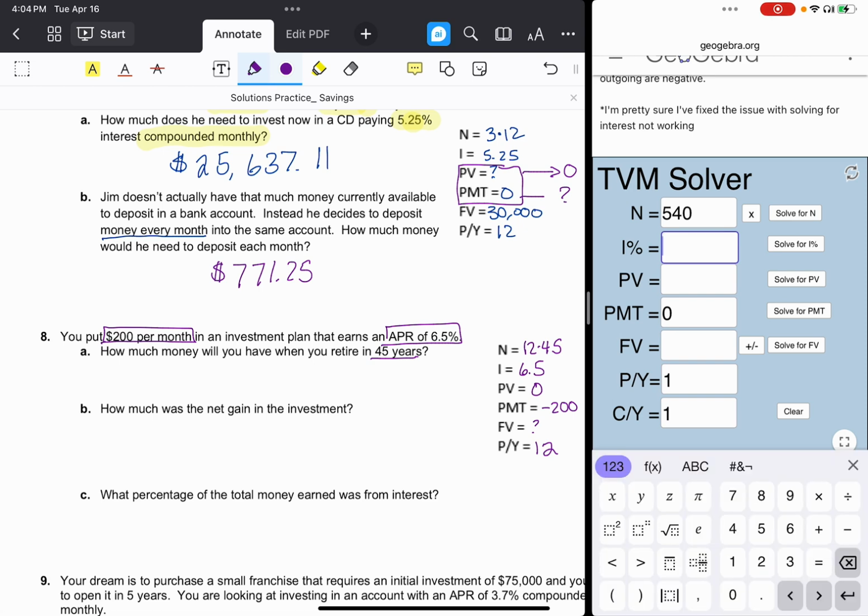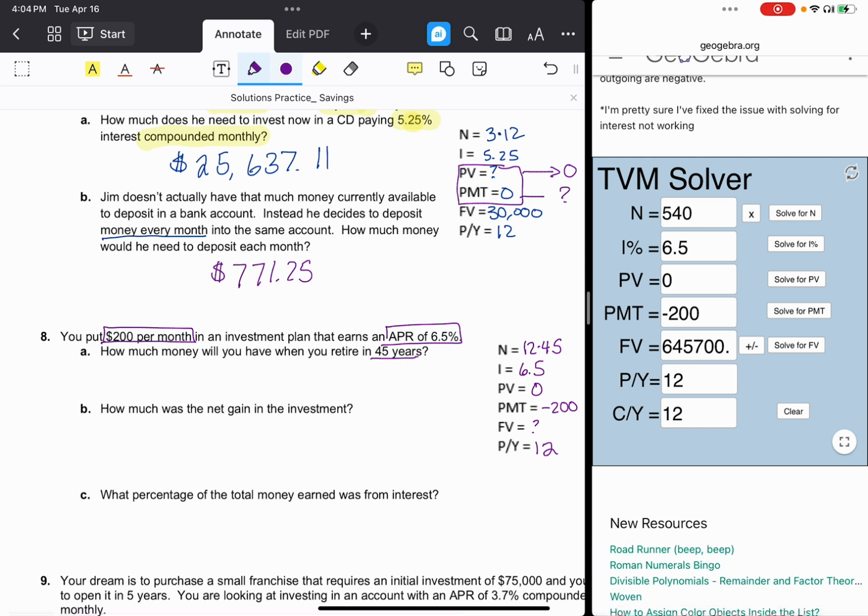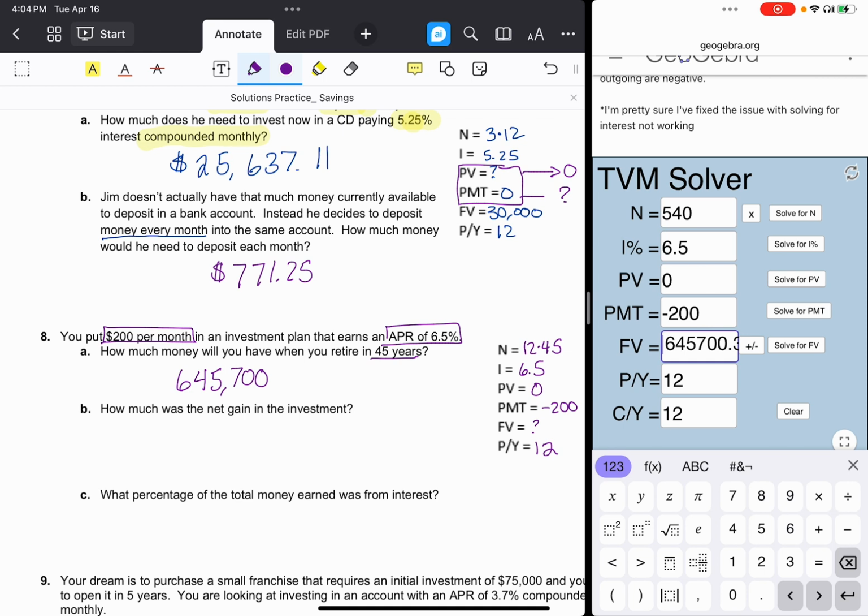And I love problems like this because it's a good explanation of why you want to start saving early. Because you're going to see 45 years worth of savings. You make some money. Okay, go back to future value, solve for future value. And drum roll, please. You have $645,700.35.